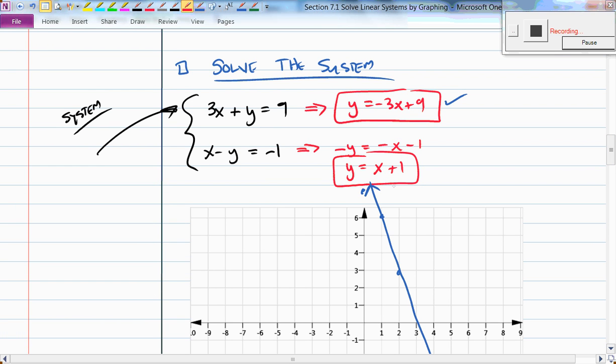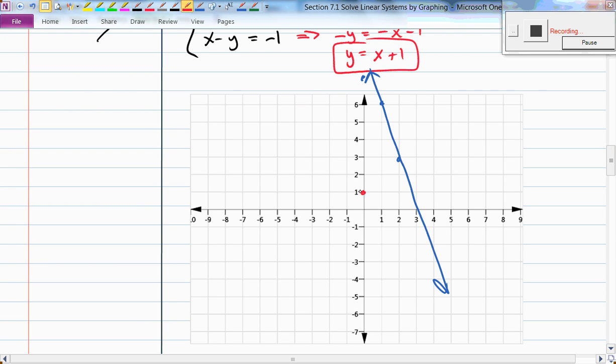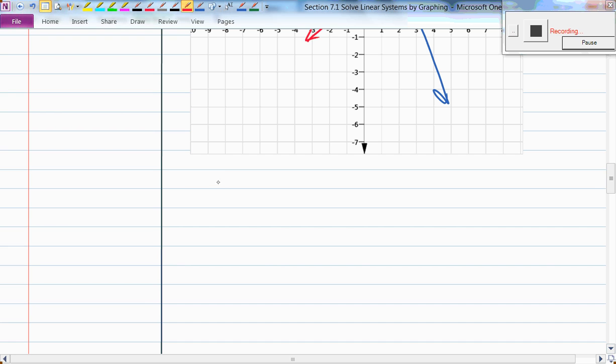Then in red, I'm going to graph y equals x plus 1. I'm going to go up 1 over 1, up 1 over 1, and it looks like this right here. So I'm guessing that the solution is the point 2, 3. That looks like where they are intersecting. So how do I check to verify that's true? Let's check my solution.